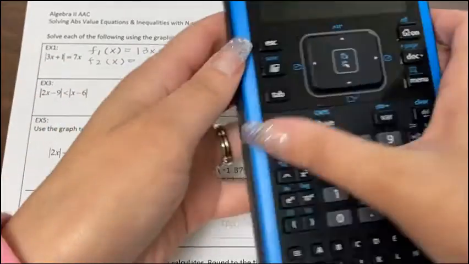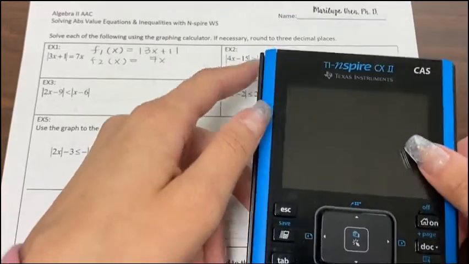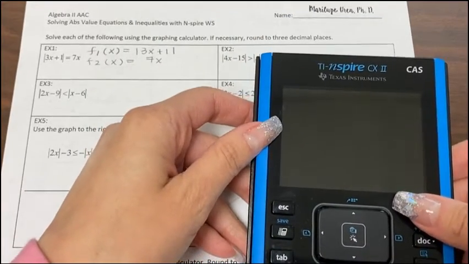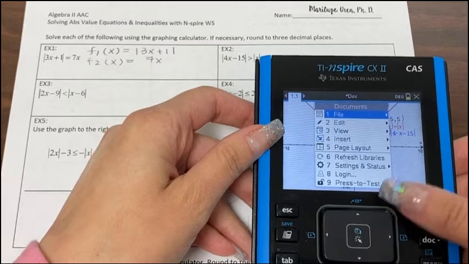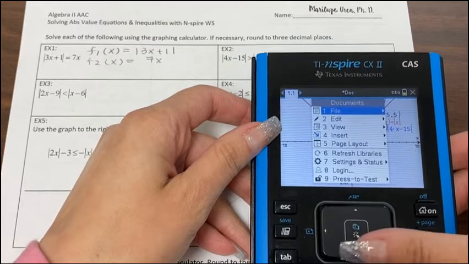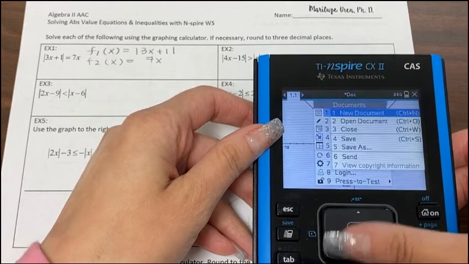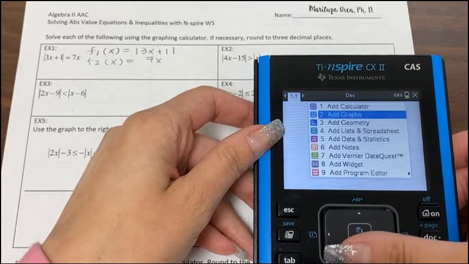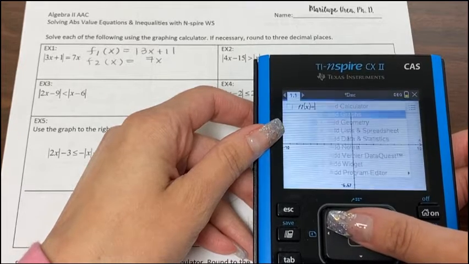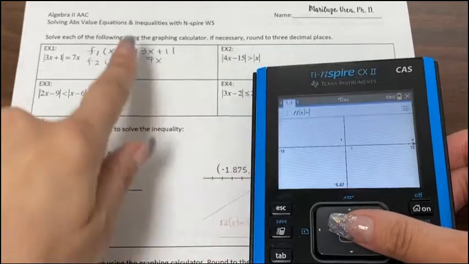Okay, so I have here my calculator. I turn my calculator on, and you can see that I already have stuff there. So you go to documents, you go to file, you want a new document, you don't want to save, so let's start from scratch. You add graphs, and then you plug in your equation.